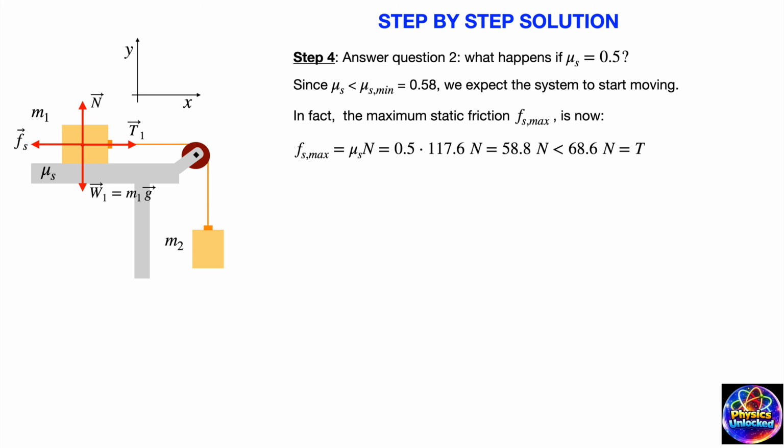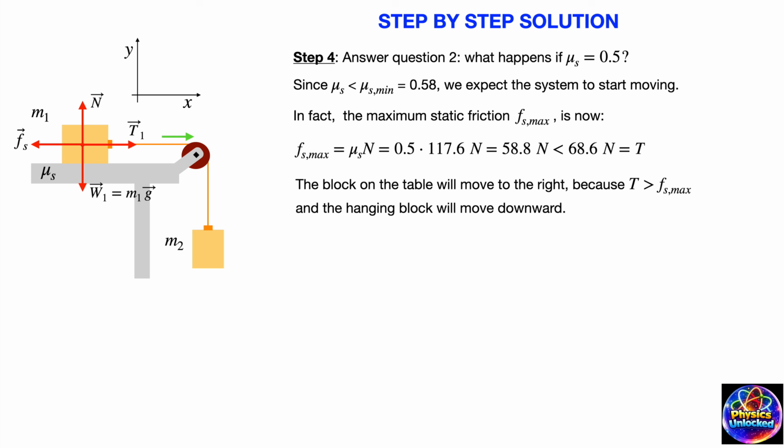We make a calculation, okay, and it turns out to be 58.8 newtons, which is less than 68.6 newtons, which is equal to the tension. So it means that the maximum static friction force is less than the tension. So the tension starts pulling block number 1, and block number 1 starts moving to the right. Okay? And what will happen to the hanging block? The hanging block, of course, will move downward. So the block on the table will move to the right, and the hanging block will move downward.